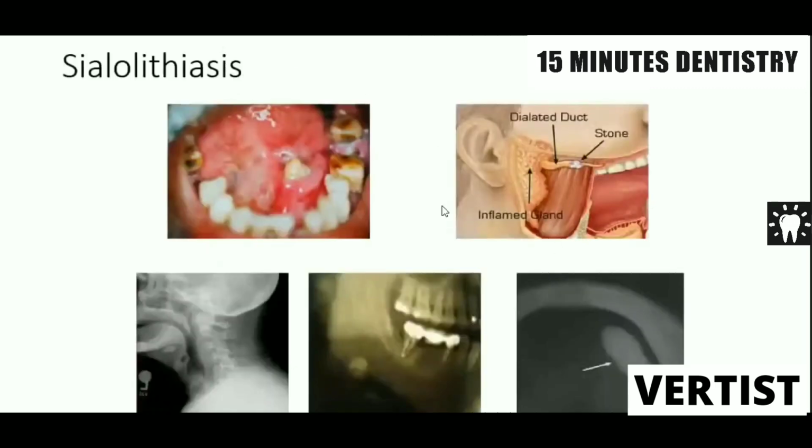So here you can appreciate a sialolith in the floor of the mouth. This is the submandibular salivary gland opening. Then here in the lateral skull radiograph, you can appreciate a radiopacity below the mandible. Here is a cropped OPG where you can appreciate a sialolith again, and a lower occlusal radiograph where you can see a linear radiopacity, which is suggestive of a sialolith.